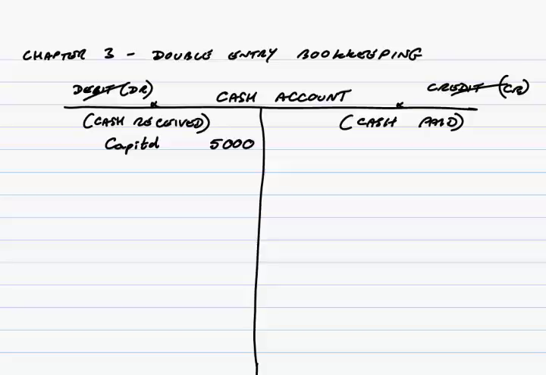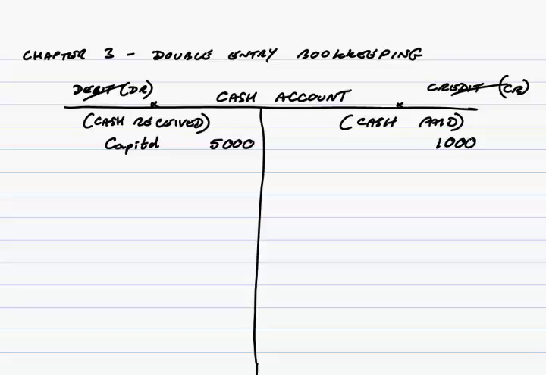Alright, let's carry on. B. The business buys a car for 1,000 cash. We've paid cash. And so let's make an entry in the cash account, and because we've paid cash, it'll go on the right hand side, the credit side. Credit cash 1,000, we've less cash.